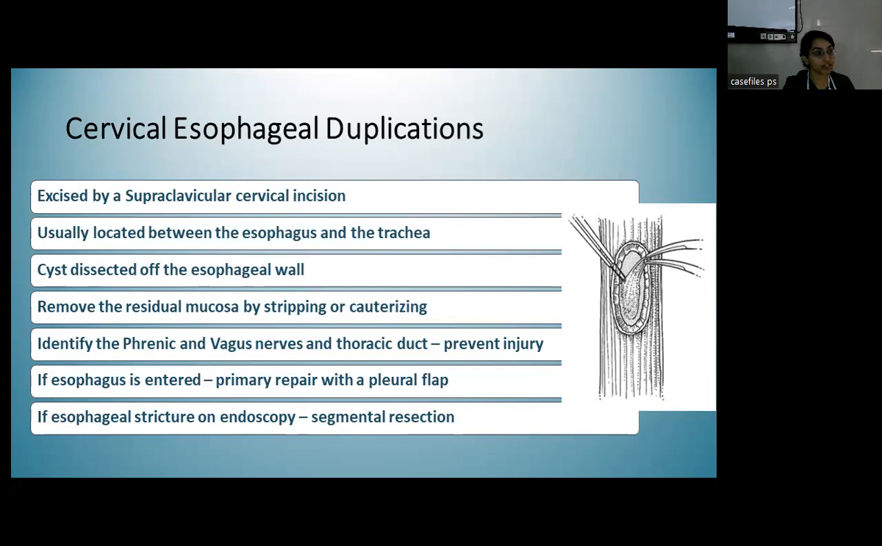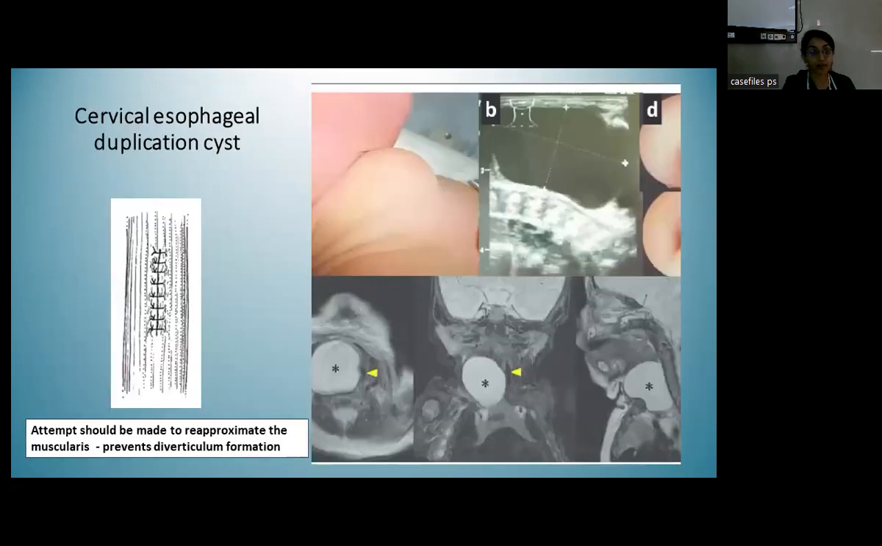If the esophageal mucosa is entered, then primary repair is to be done with a pleural flap. And if on endoscopy we see an esophageal stricture, then a segmental resection might need to be done. It is important that all attempts should be made to reapproximate the muscularis over the mucosa, otherwise it would lead to diverticulum formation later. This is the clinical picture and the radiographic imaging of a cervical esophageal duplication cyst.